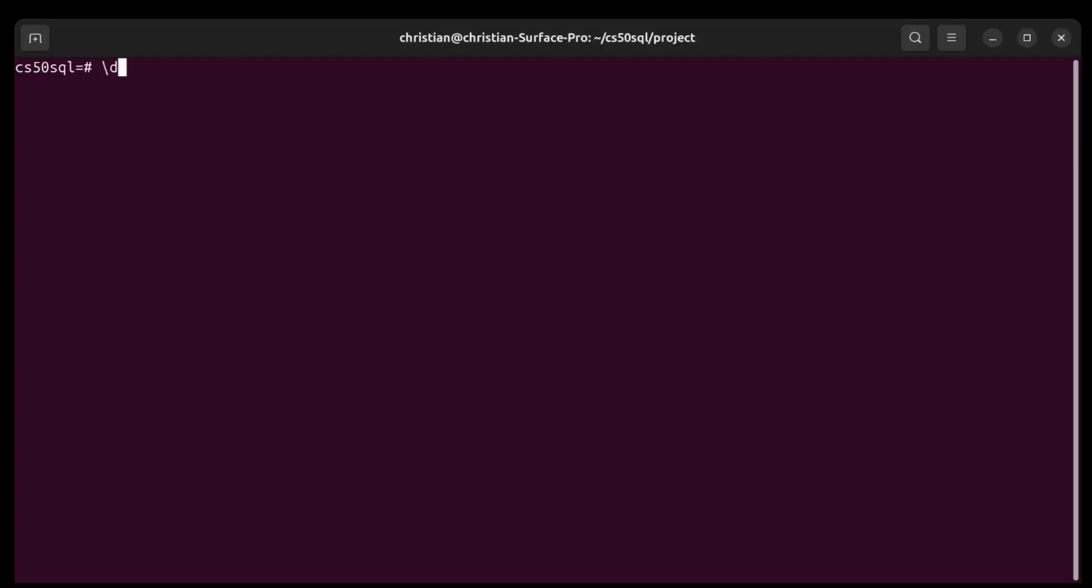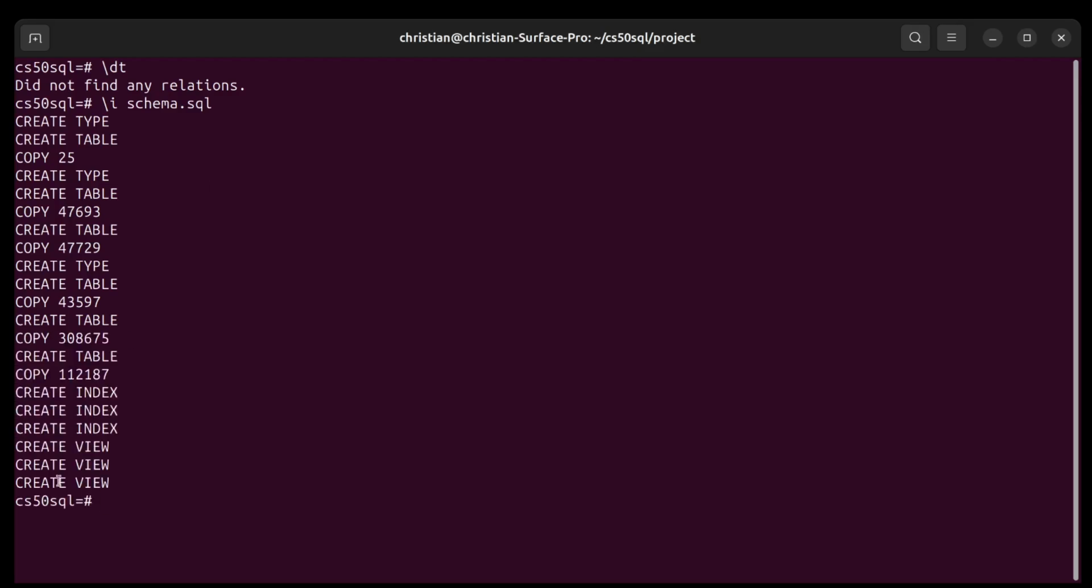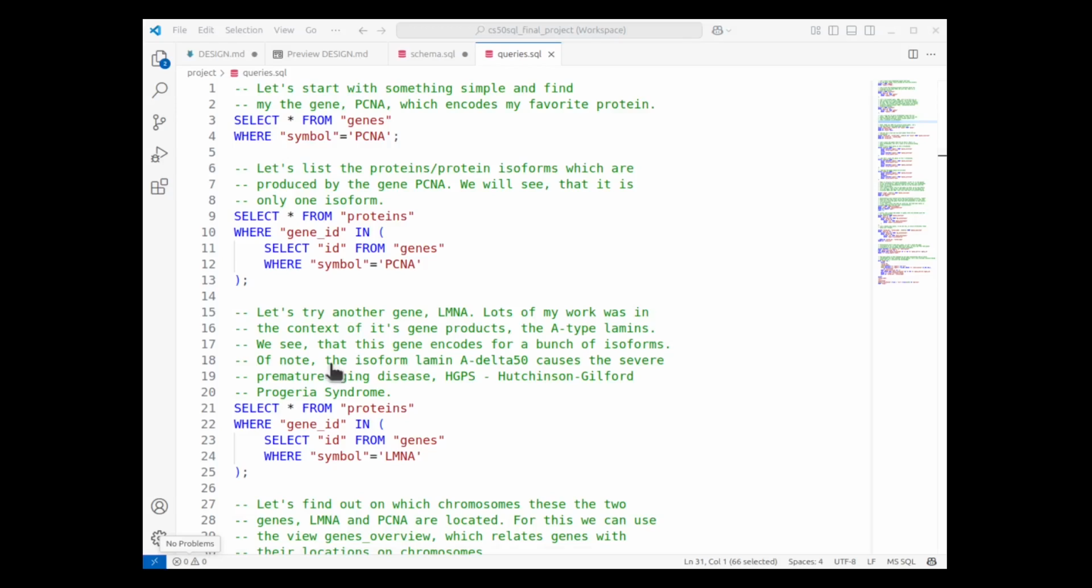Okay, we have now an empty database, as you can see here. Let's now load the schema.sql and build the database. This takes a moment. It's importing all the CSV files into tables, and it creates the tables and the views and the indices. Any moment now, there we are, you see some of the entries. Now we can run some queries.